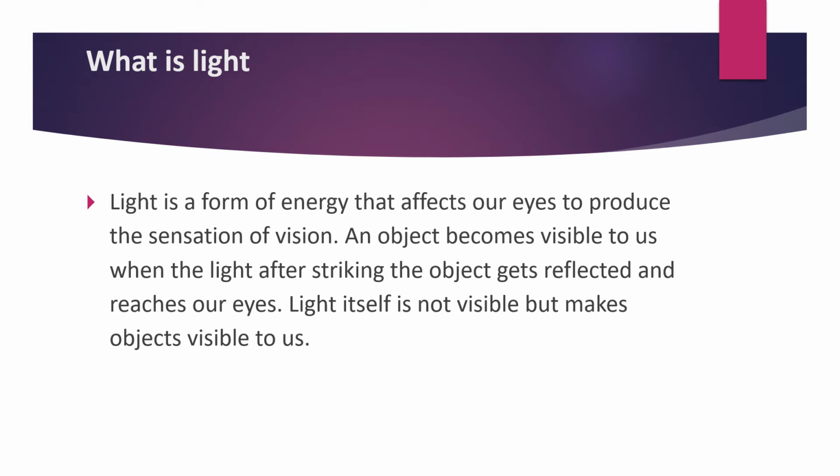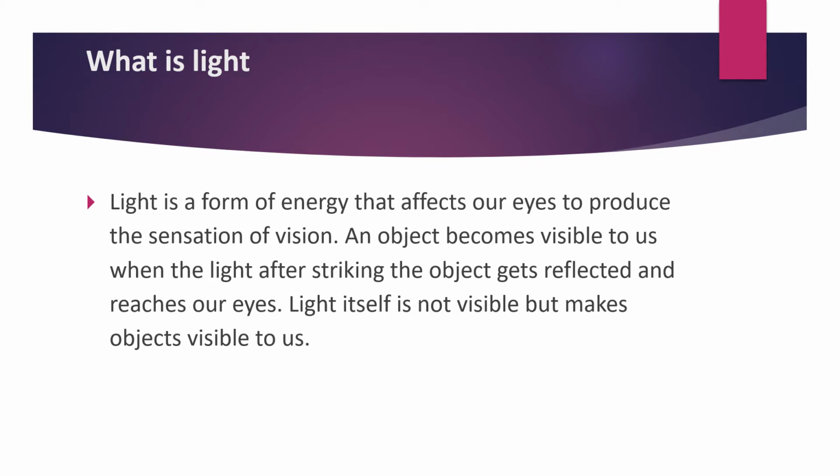What is light? Light is a form of energy that affects our eyes to produce the sensation of vision. An object becomes visible to us when the light, after striking the object, gets reflected and reaches our eyes. Light itself is not visible but makes the objects visible to us.